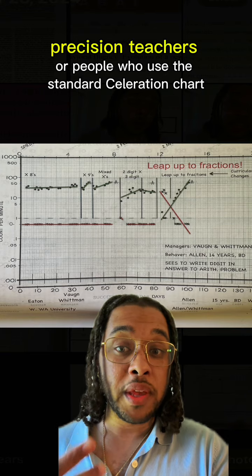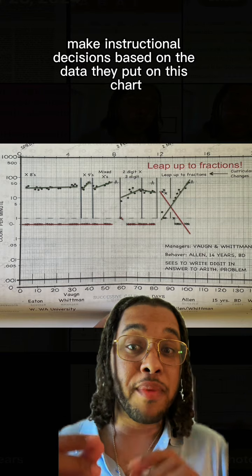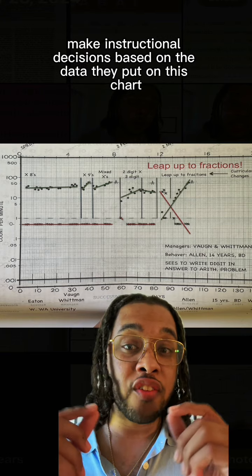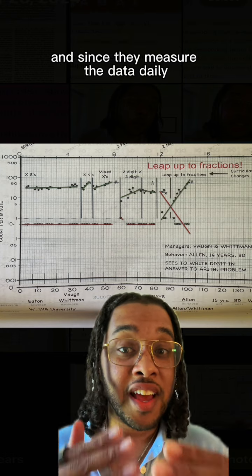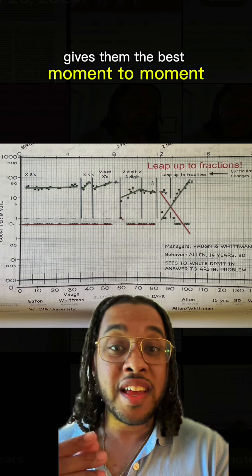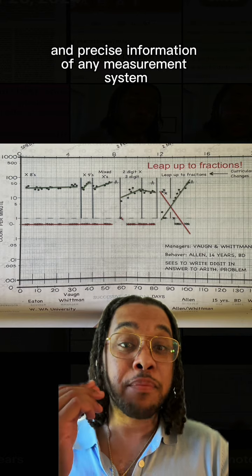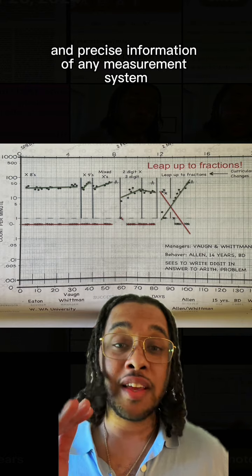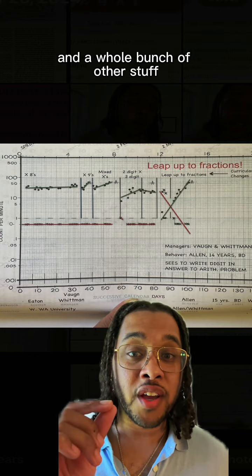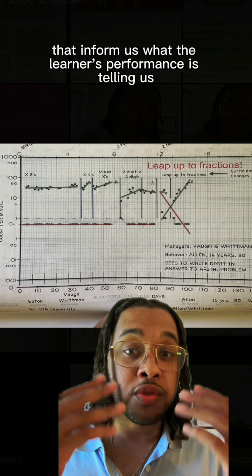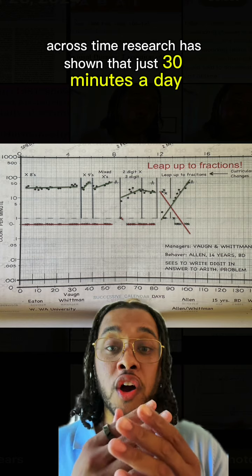Precision teachers or people who use the standard celeration chart make instructional decisions based on the data they put on this chart. And since they measure the data daily, this method of progress monitoring gives them the best moment-to-moment and precise information of any measurement system. We can calculate the speed of learning and a whole bunch of other stuff that inform us what the learner's performance is telling us across time.